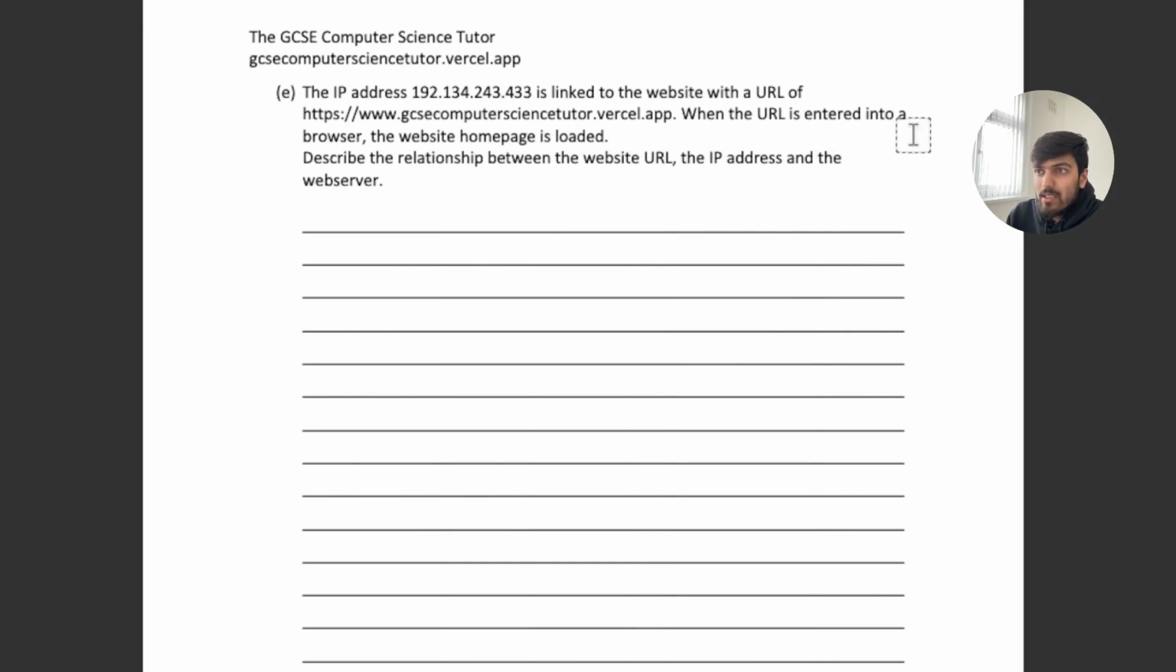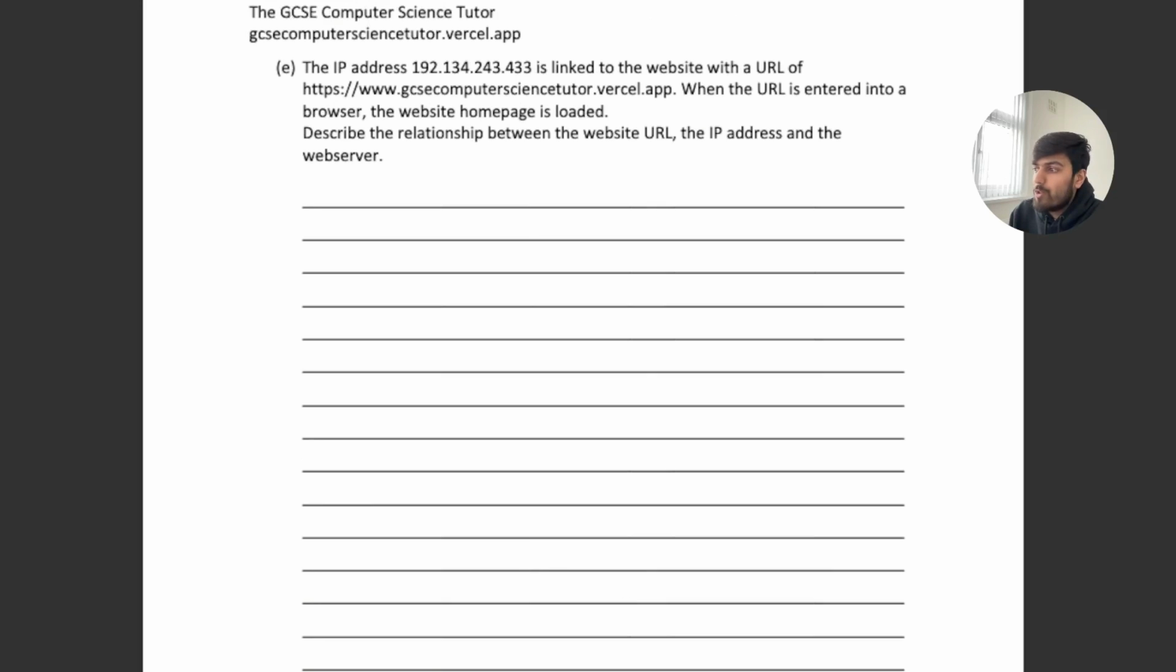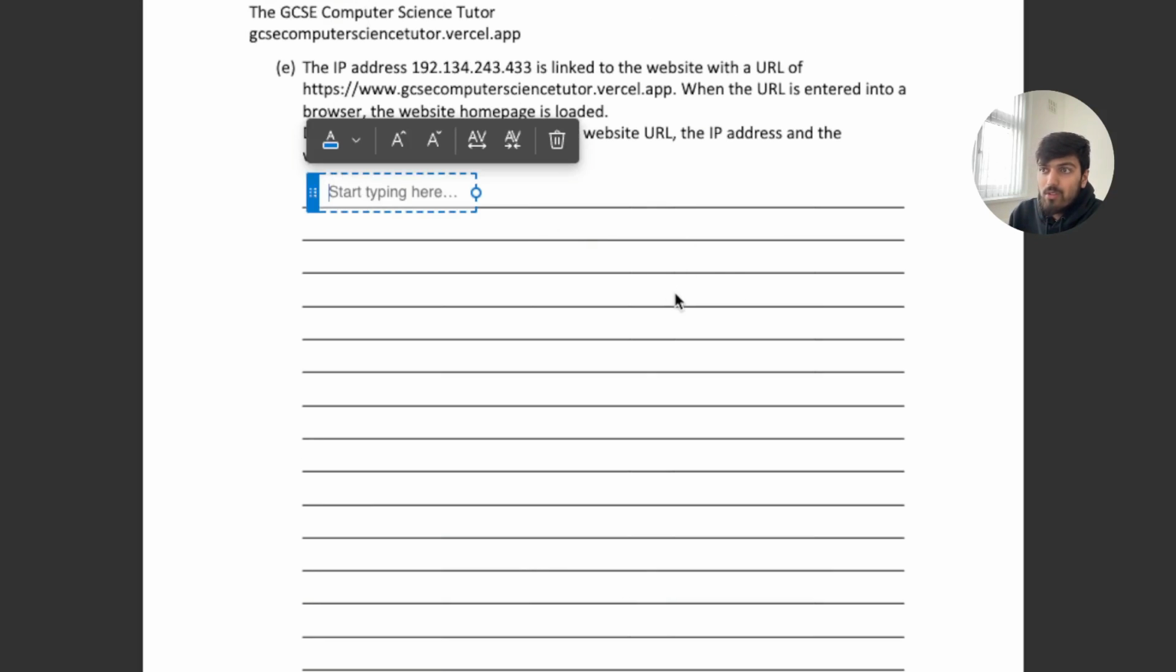And once it's entered into the browser, the web page is loaded. Describe the relationship between the website URL and the IP address and the web server for 5 marks. So we have to go into detail. First and foremost, we can comment something on the website. Well, the website is hosted on a server. So the website is hosted on a web server.